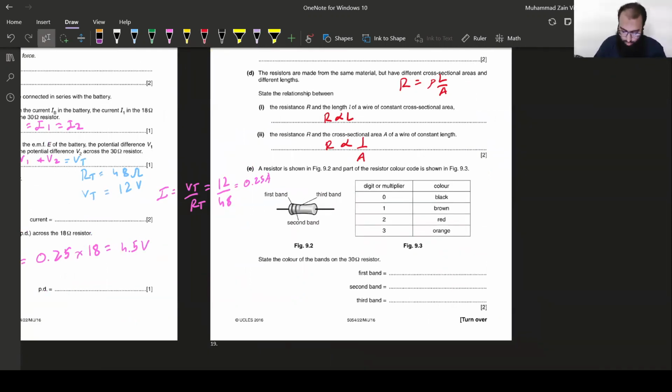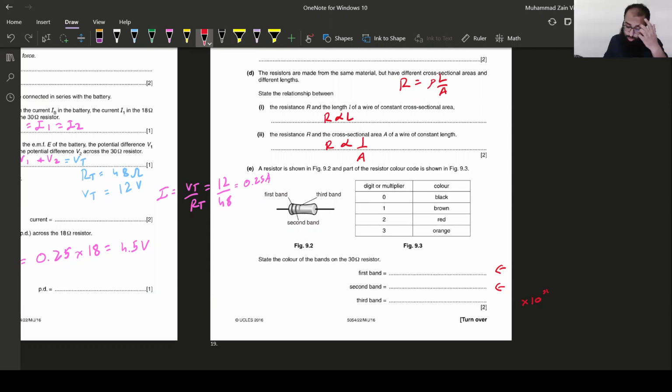Okay, so what I know is that the first band represents the first digit, the second band represents the second digit, and the third band represents the power of 10, like times 10 to the power of x. So this tells me the value of x.